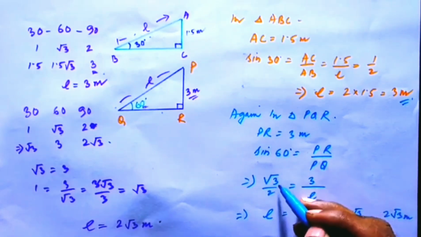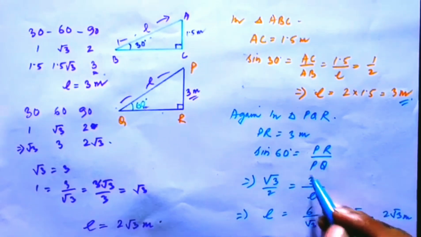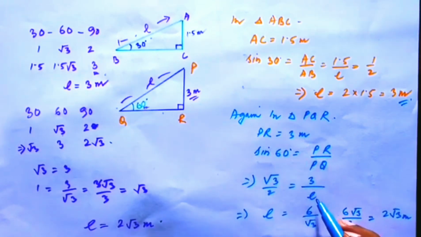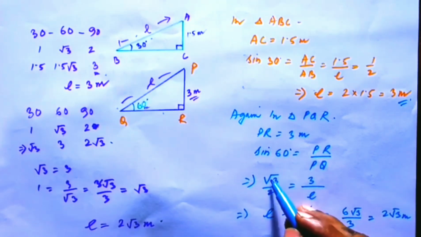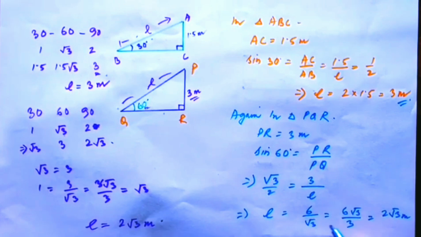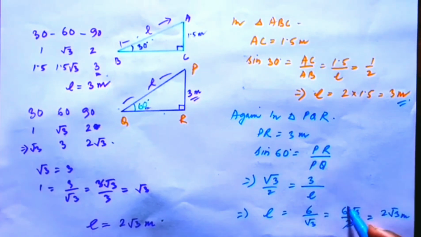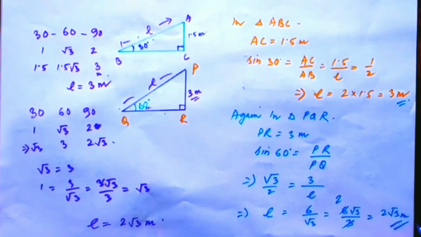So sine 60 is root 3 by 2 is equal to PR, which is our 3 meter, and PQ is L. So L equal to 2 into 3 is 6, and root 3 goes down, so we rationalize it, so we got 6 root 3 by 3, so 3 2s are 6, so it is 2 root 3 meter. This is the way we have to calculate it.